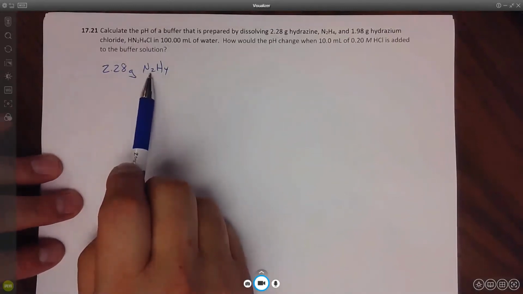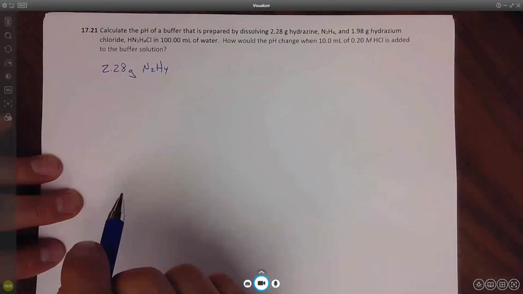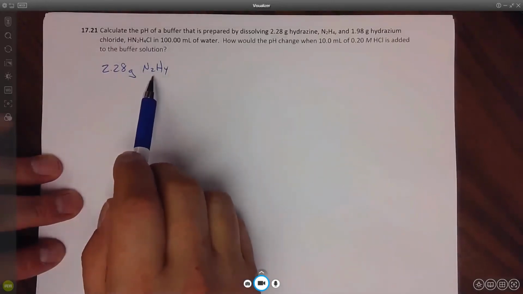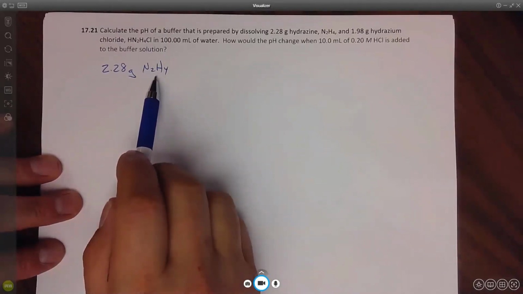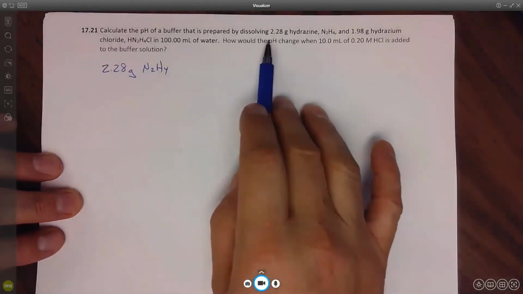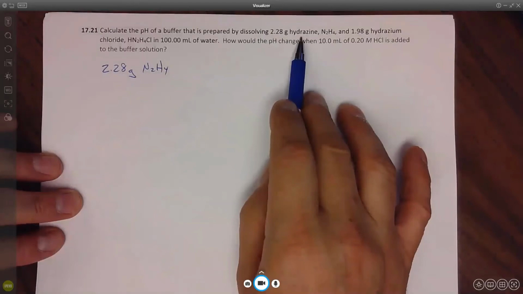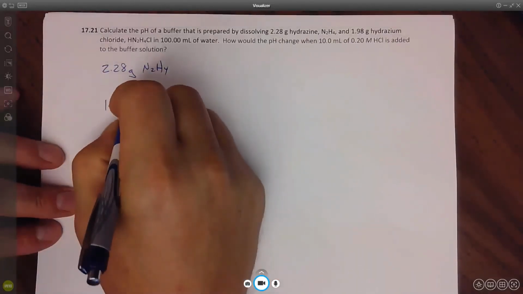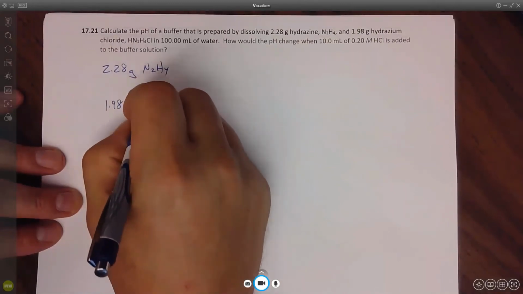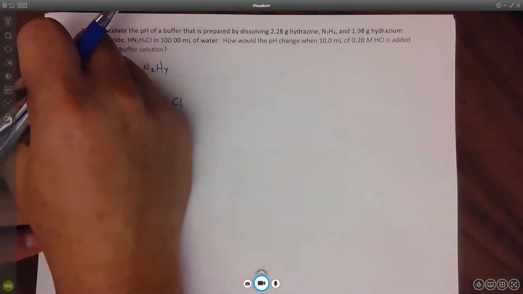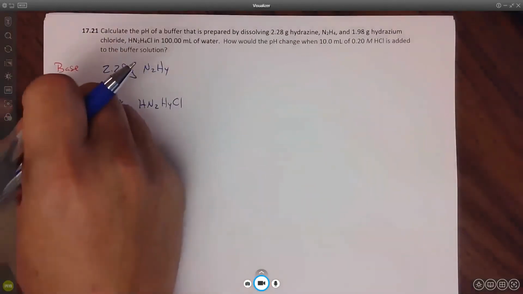And so again, we know that our neutral nitrogen-containing molecules are bases. They're soluble because they have identical intermolecular forces that water does, so like dissolves like. So this is going to act as a weak base. Okay, so calculate the pH of a buffer prepared by dissolving 2.28 grams of hydrazine and 1.98 grams of hydrazinium chloride. This, of course, would be our conjugate acid. So this is our base, and this is our acid.